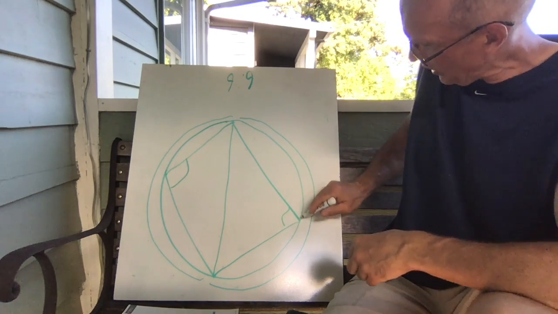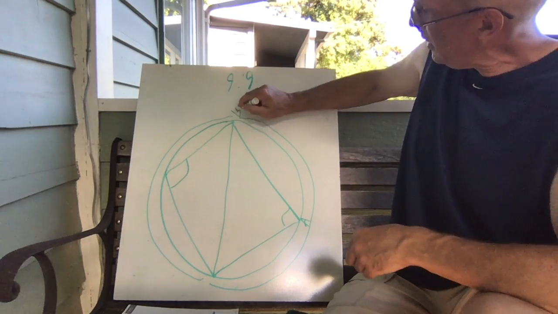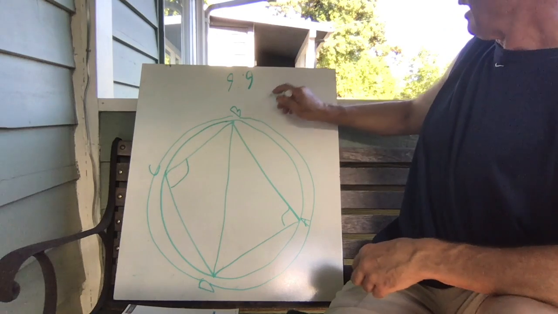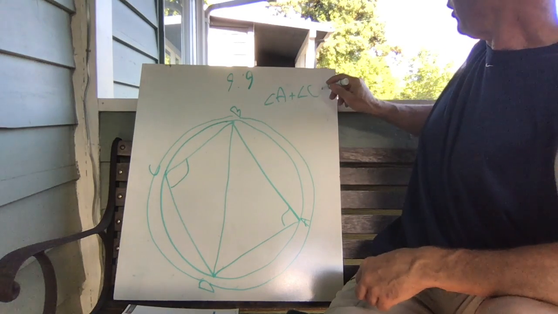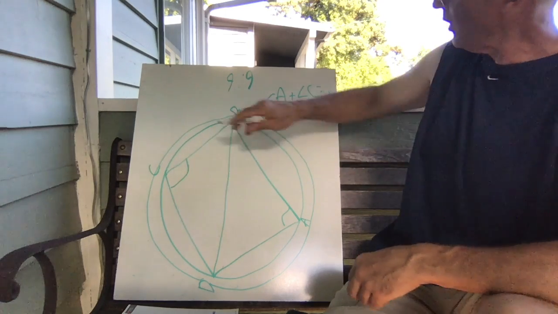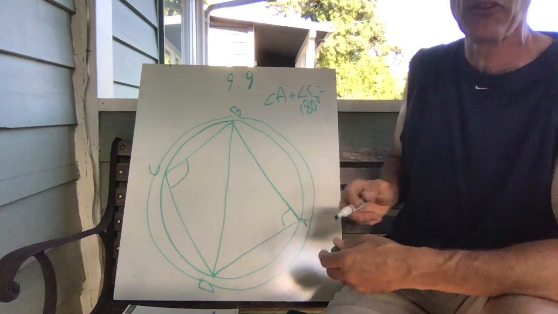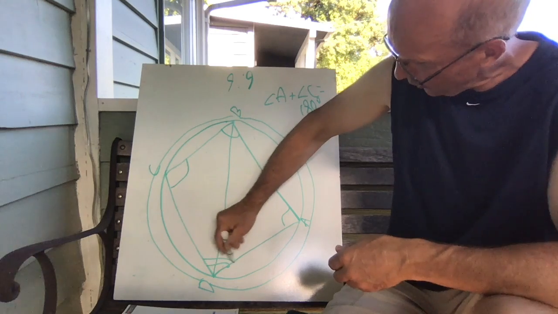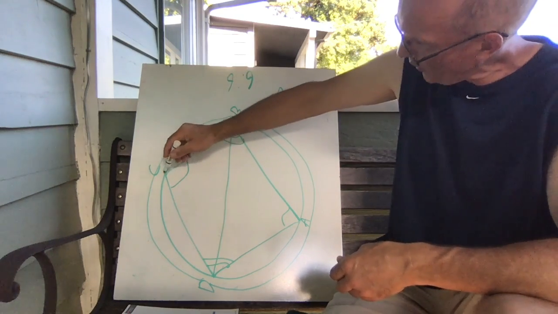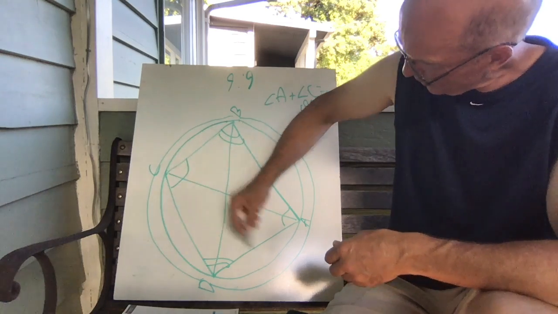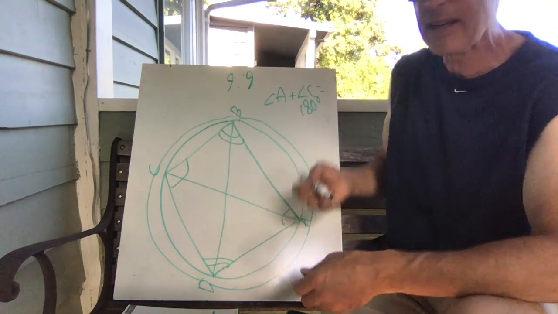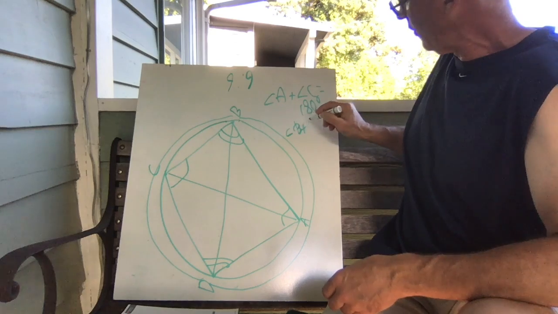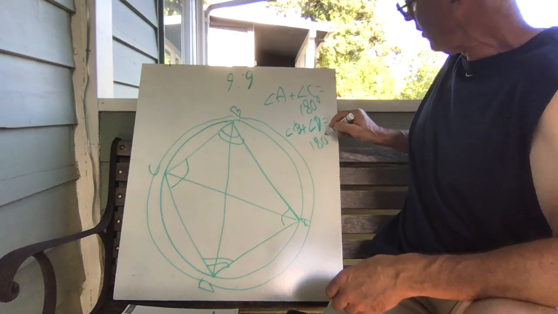So let's call these angles A, B, C, and D. Angle A plus angle C equals half of that 360 degrees, so it equals 180 degrees. In other words, they're supplementary. If you do the same exact thing with this angle and this angle, you can see that it's going to carve out this arc, and it's going to carve out this arc. Again, it's going to be 180 degrees. So angle B plus angle D equals 180 degrees. All right?